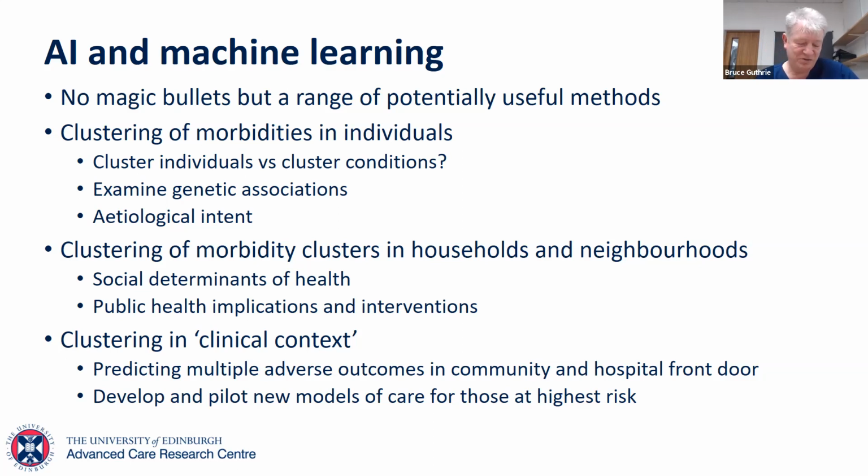And then clustering in clinical context is largely about, can we predict adverse outcomes? Can we predict in the community and at the hospital front door who's likely to have bad outcomes of various kinds? And alongside that, because this is never all just about AI, well, what kind of models of care might you develop for people in different groups?